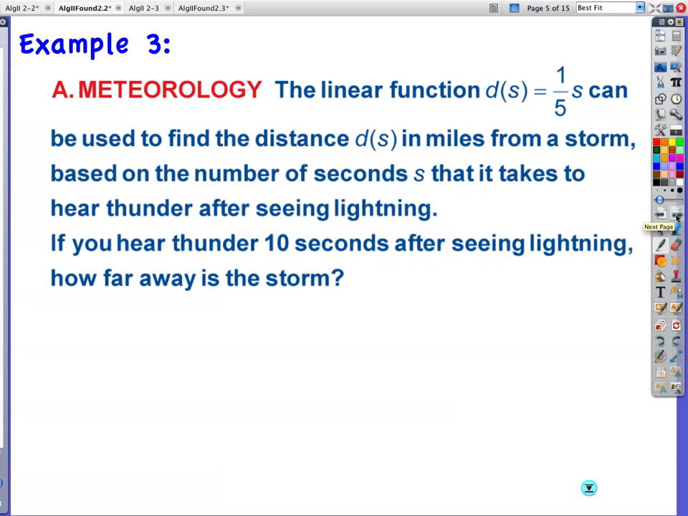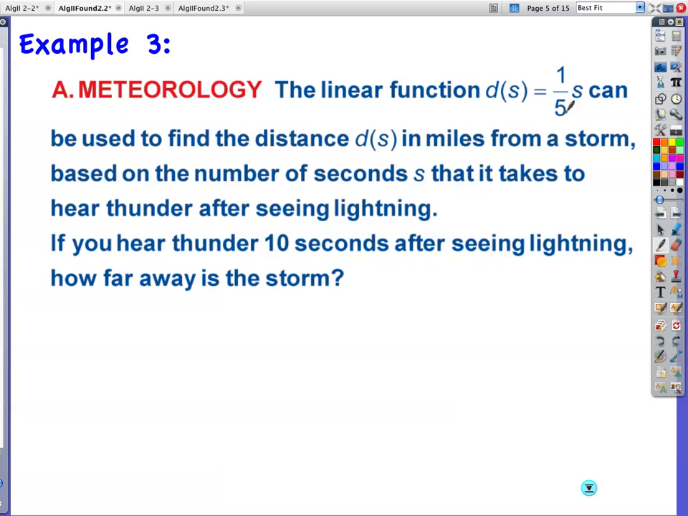Example 3, in meteorology, the linear function, notice how we have a linear function here, d of s is equal to 1/5 s, can be used to find the distance in miles from a storm based on the number of seconds s that it takes to hear thunder after seeing the lightning. So if you've ever heard a storm coming, if you can see the lightning, count how many seconds. They say take those seconds, and basically this is a fancy way of saying divide by 5.